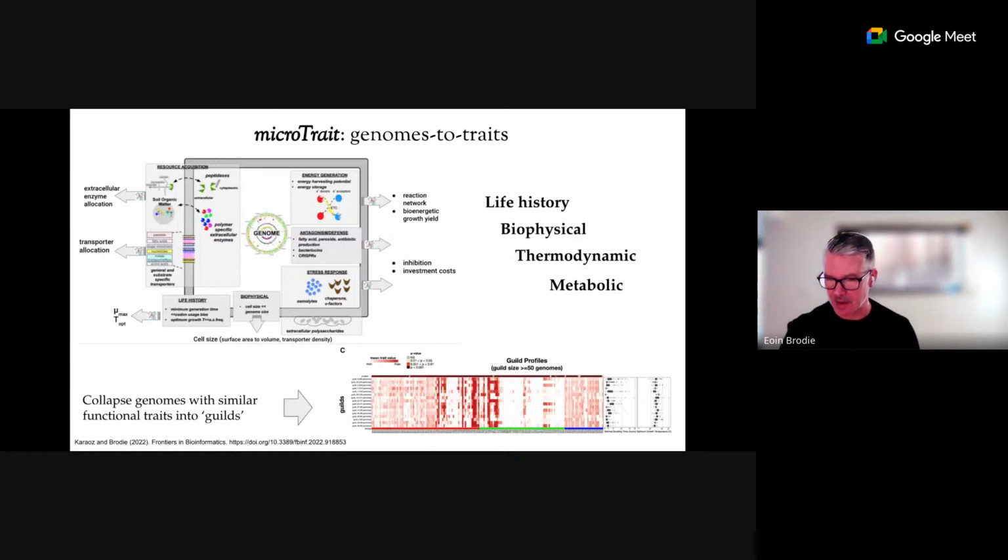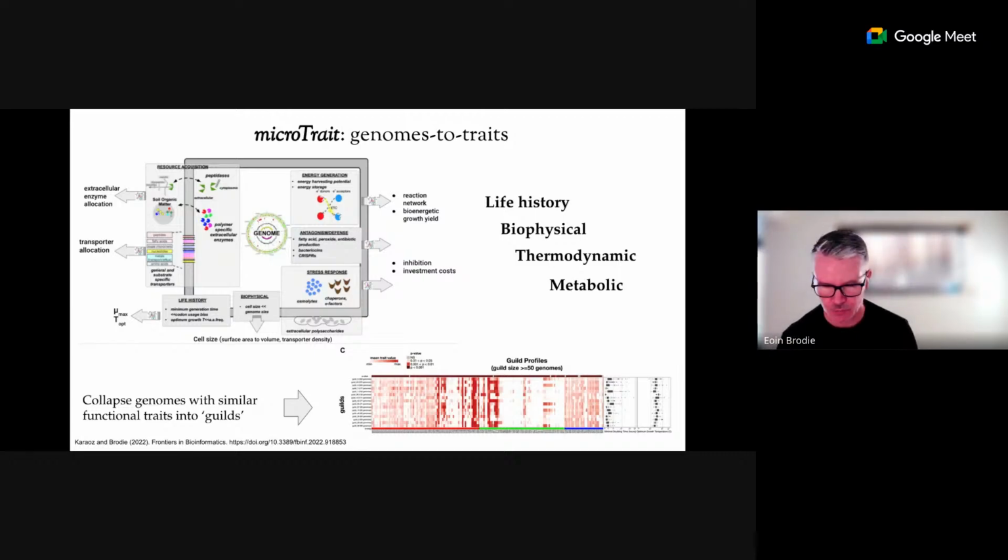Then we arrive at a matrix, and this matrix would be genomes by traits. And then what we can do is collapse genomes with similar functional traits into what we call guilds. That approach allows us to quantify how much information we retain by doing this, and how much information we are losing.